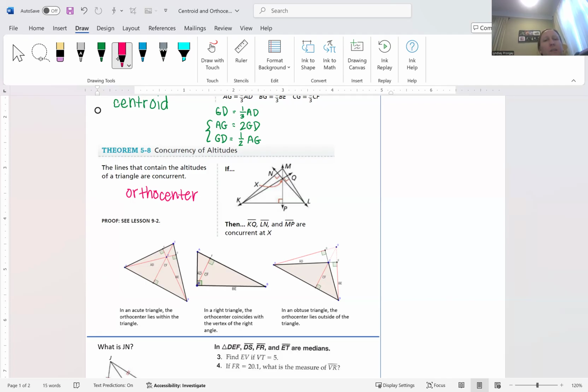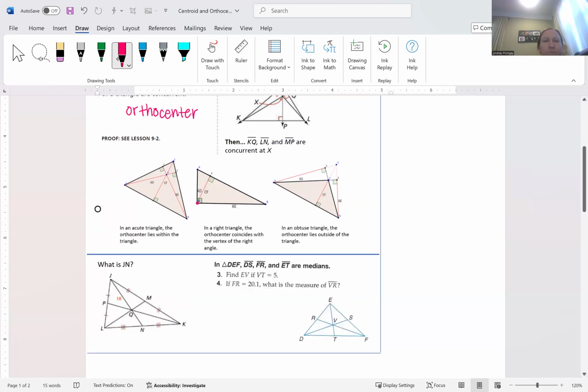Similar to our circumcenter that we started with the other day, there are different places the orthocenter can be based on the type of triangle we are dealing with. In an acute triangle, the orthocenter is going to be inside the triangle. In an obtuse triangle, the one on the right-hand side, it's actually going to be outside of the triangle. And in a right triangle, it's going to be the vertex of the right angle. So the orthocenter will actually be at the right angle itself.